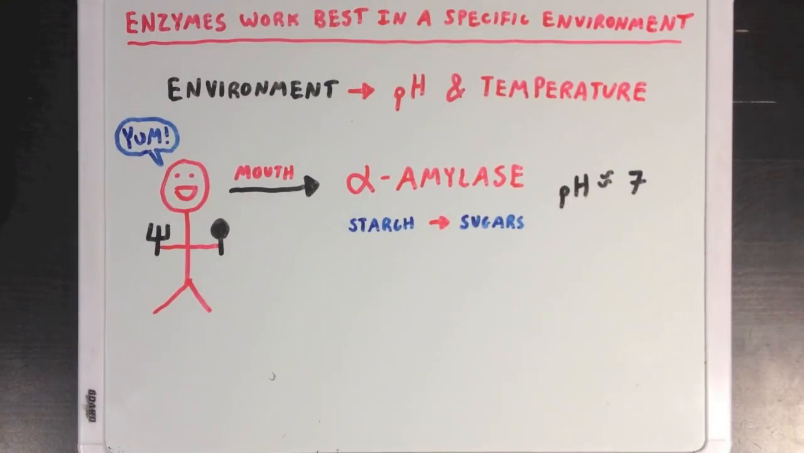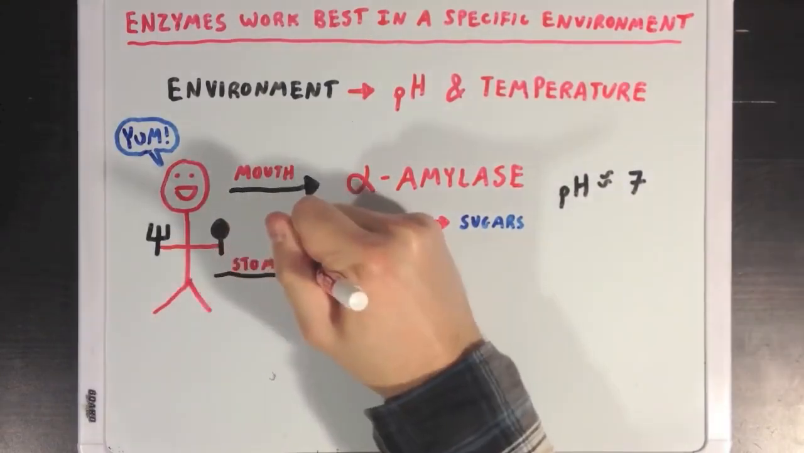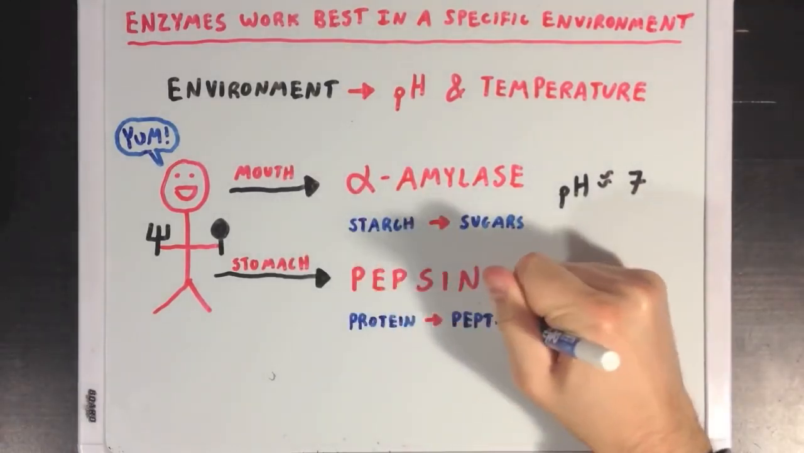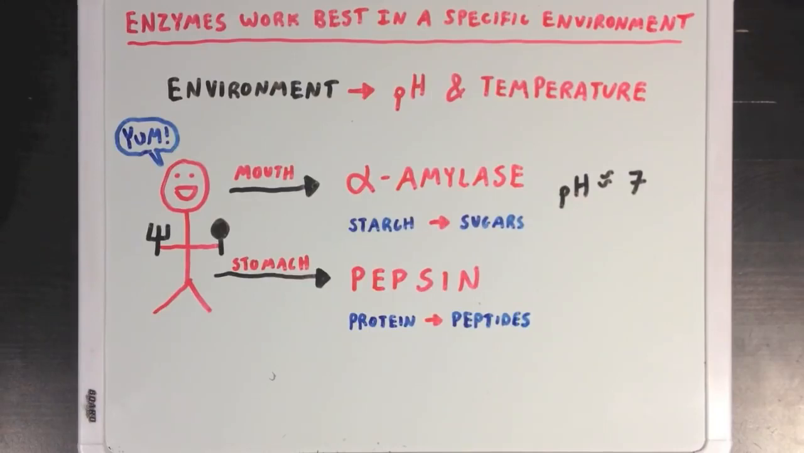Now, moving along, the food that our guy ate is going to go all the way down to his stomach, where a whole different group of enzymes will start breaking down the food. Now, one enzyme that humans have in their stomachs is called pepsin, which breaks down big proteins into smaller peptides. Now, pepsin will be most active at a pH of around 2, which is also the pH of your stomach, which is so low because of all the stomach acid that you'd find there.